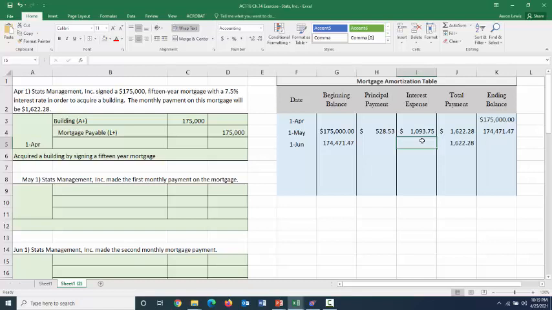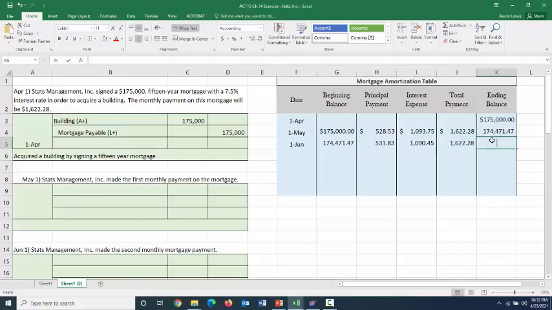Well, now we need to figure out what portion is going to go towards interest. And we do that with the same formula that we had before. We take our amount owed at the beginning of the period, $174,471.47. We multiply it by the stated rate of interest on the mortgage, which is 7.5%, so 0.075. And then this is a monthly payment, so we multiply that by 1/12. We come up with $1,090.45. And if our total payment is $1,622.28, but $1,090.45 of that is going towards interest, the remaining $531.83 is left over to go towards principal.